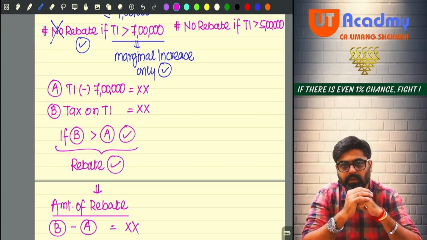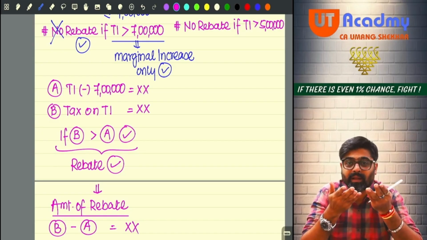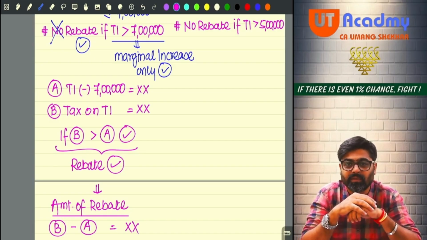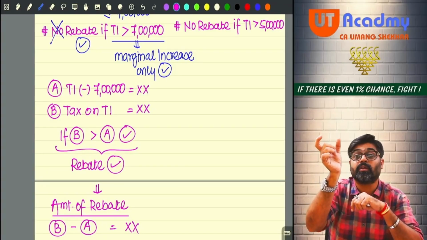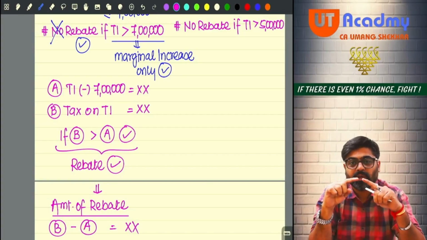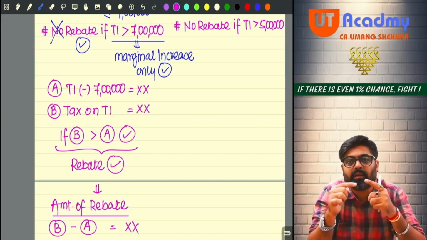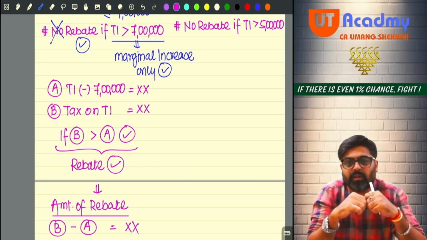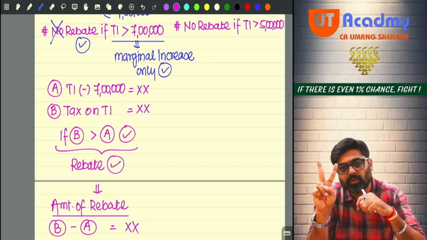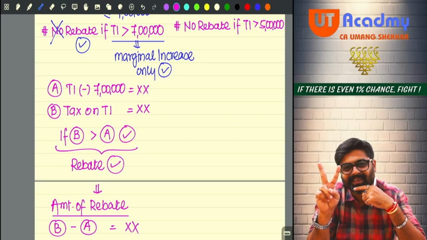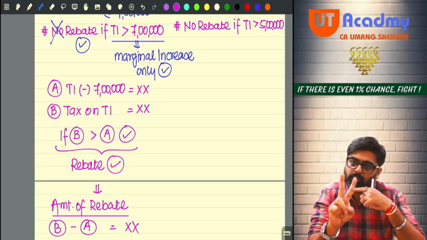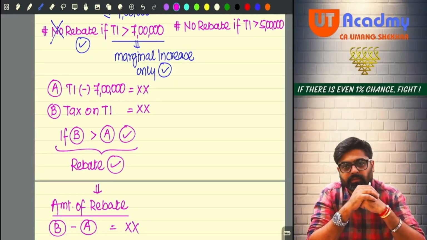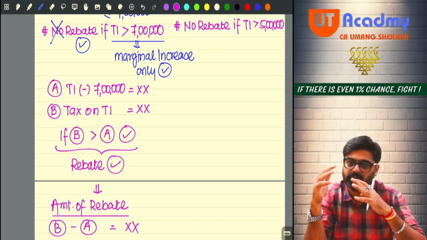So what is your total tax? 22,000. Is it more than 20,000? Tax is 22,000 and increase in total income is 20,000. So is the tax still more than 20,000? Yes, 22,000 is more than 20,000. You are going to get rebate. How much? 2,000. So how much tax you are supposed to pay? 22,000 minus 2,000 rebate. You pay only 20,000 tax. Getting my point? And add 4% cess and all, which you are supposed to do every time.